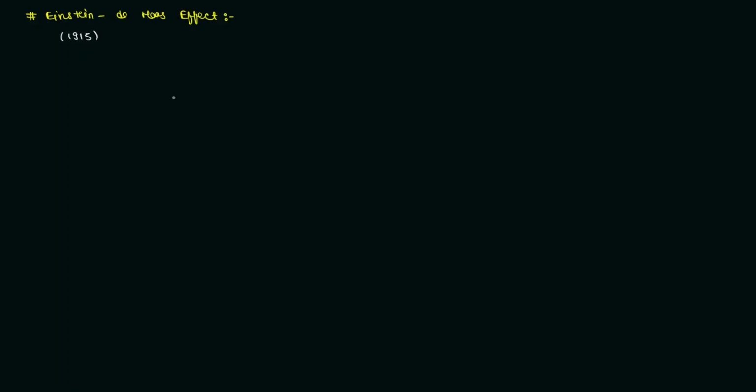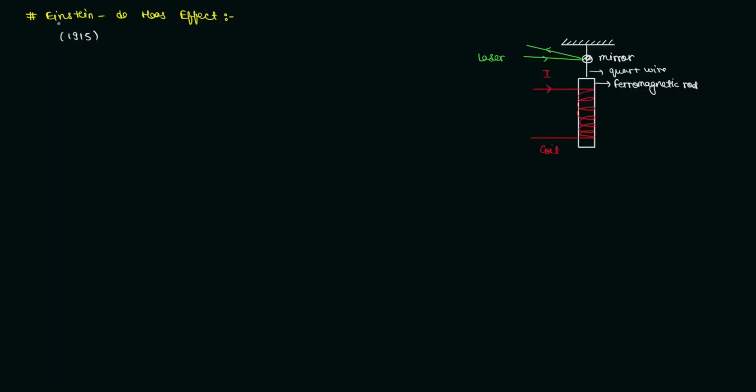Let me first show you the experimental setup for this particular effect. So here you can see the experimental setup for the Einstein-de Haas effect. Here, a ferromagnetic rod is attached to this quartz wire, which acts as a sensitive torsion balance.